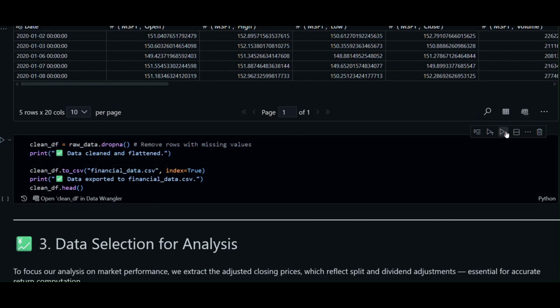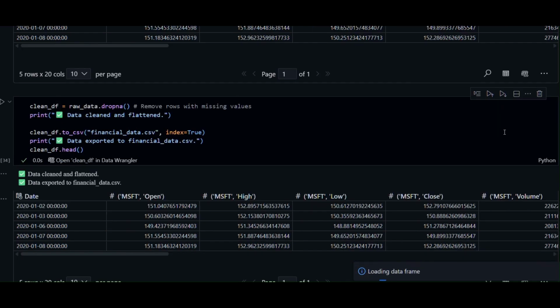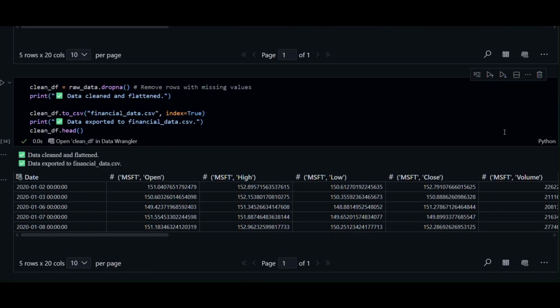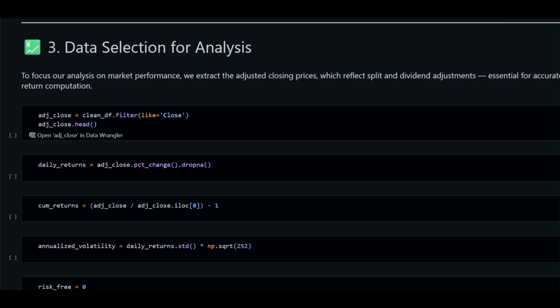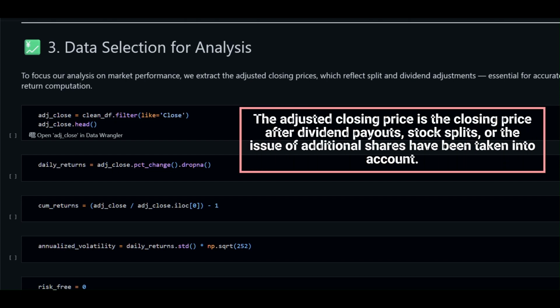Now, before any analysis, we need to clean the data a bit. Sometimes, there can be missing values or empty rows. So we use the dropna function to handle that. This step ensures our data is consistent and ready for analysis. Also, the to_csv function saves the clean data in a new CSV file. With a clean dataset ready, we can move on to the analysis part.